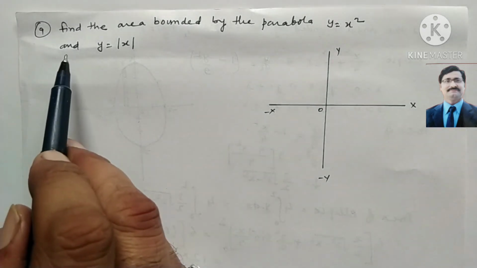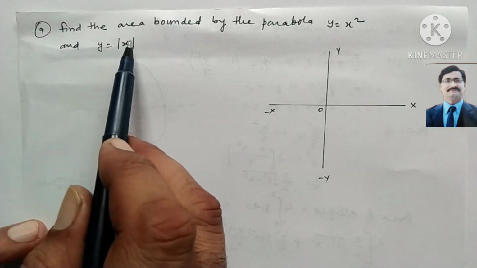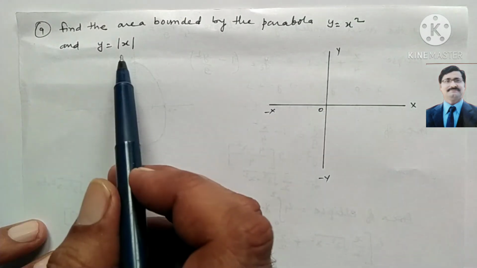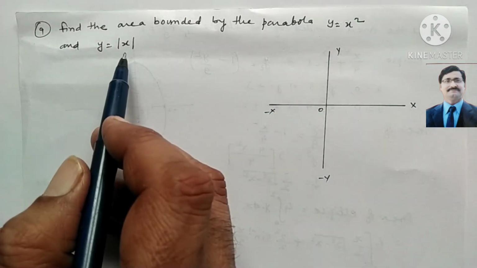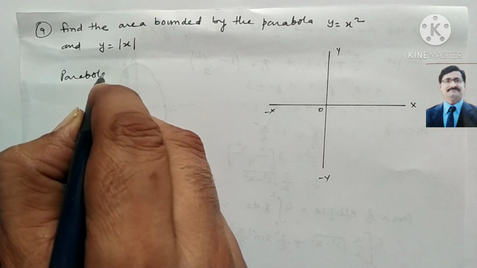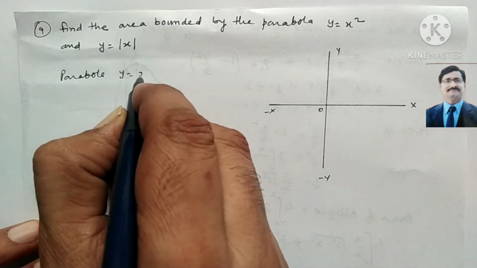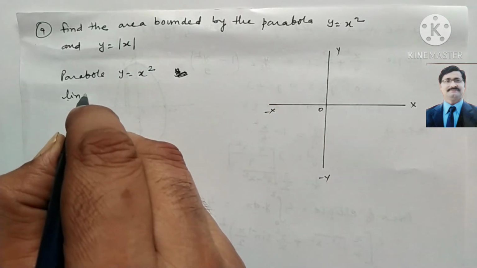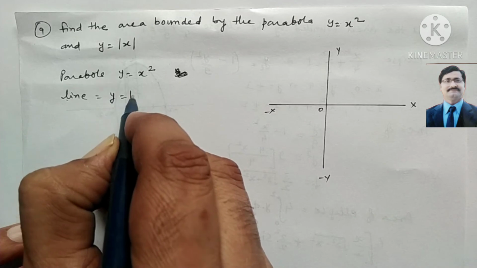Look here, this question is: find the area bounded by the parabola y equal to x square and the line y equal to modulus x. Look here, this parabola y equal to x square is given. Now a line is given to us. This line is y equal to modulus x.